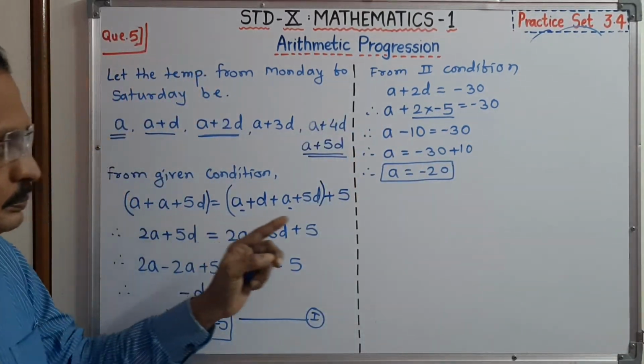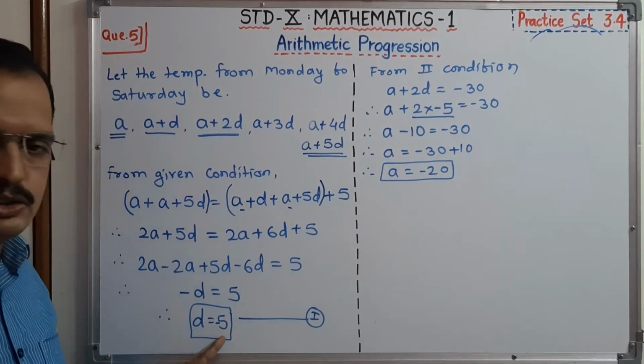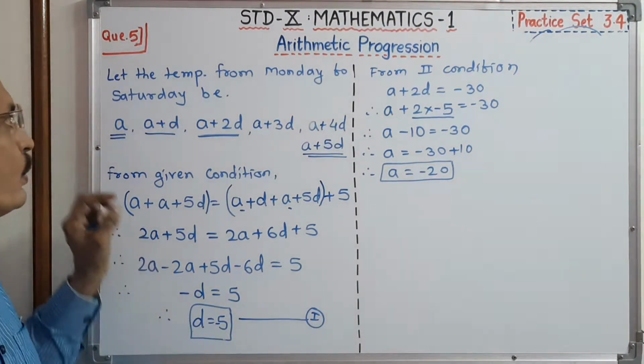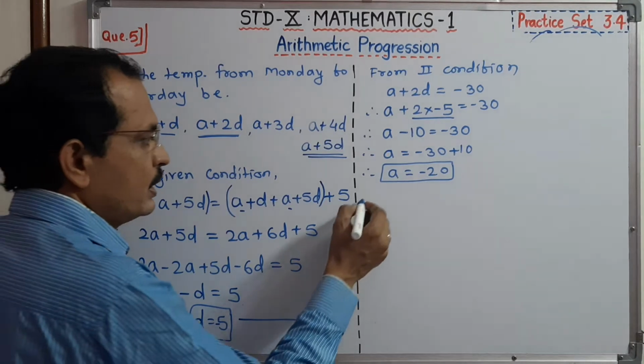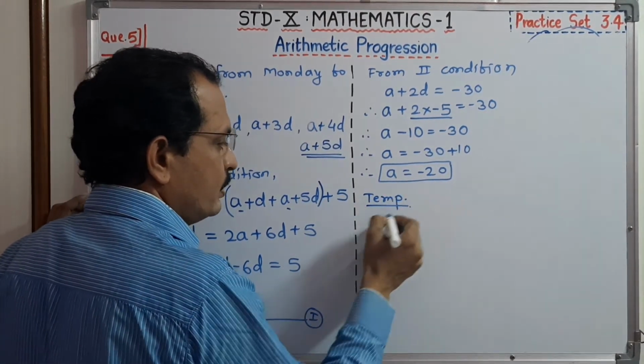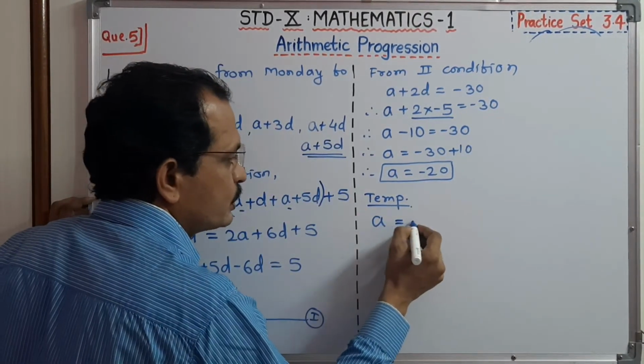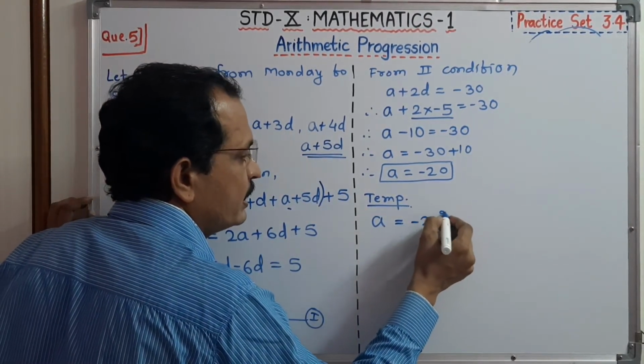Now we got A is equal to minus 20, D is equal to minus 5. Now we have to write the temperatures. Therefore the temperature, first day, it is A is equal to minus 20 degrees Celsius.